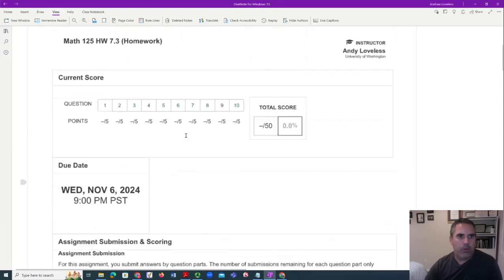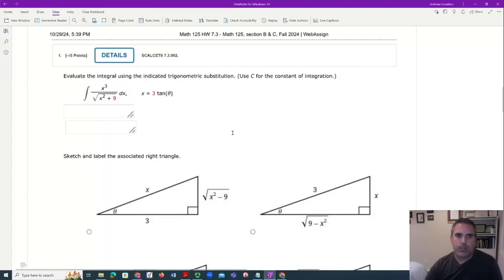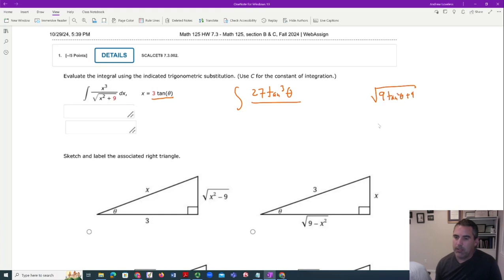So I hope that this homework goes pretty well for you. This one tells you the substitution. And again, there's basically 3 things you need to do. So when you plug in, you're going to get a 27 tangent cubed on top. On the bottom, you're going to get, and that's the key, the square root should go away. It's going to be 9 tangent squared theta plus 9. And hopefully you see that, after you pull the 9 out, it's tangent squared plus 1, and that's secant.